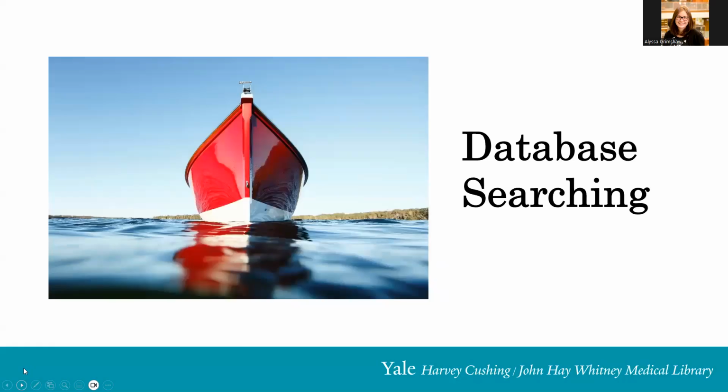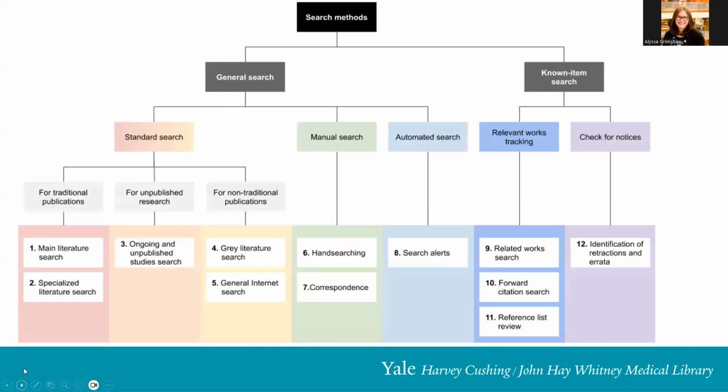Okay, so we now have an idea of what review type we want to do. We've talked about how we might think about breaking down our research question, to create how we're going to search. But let's think about the databases that we want to search. There are a lot of different parts of the search methods, and they're not all related to databases, which is really important to note.